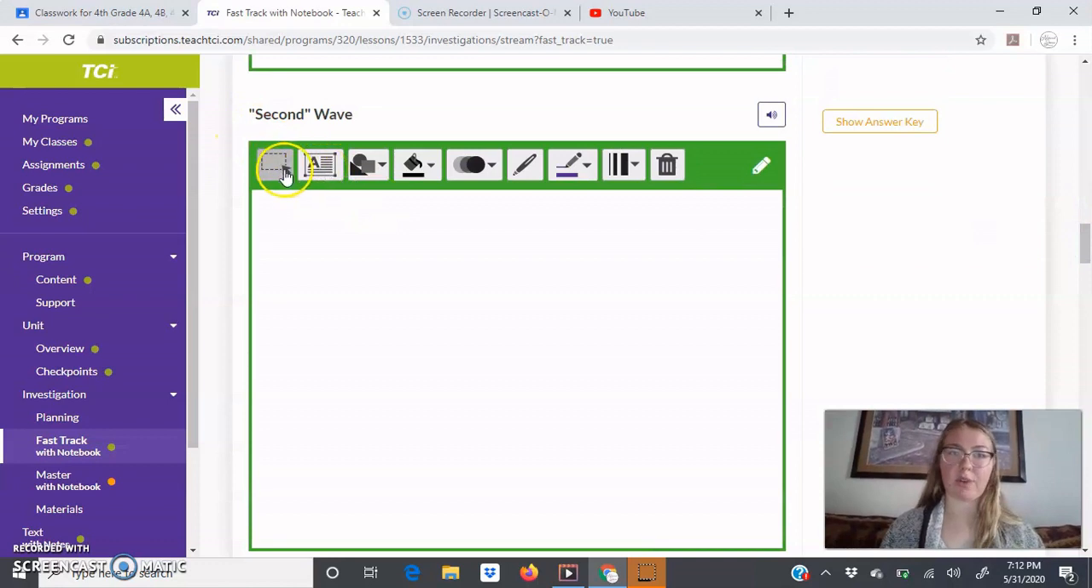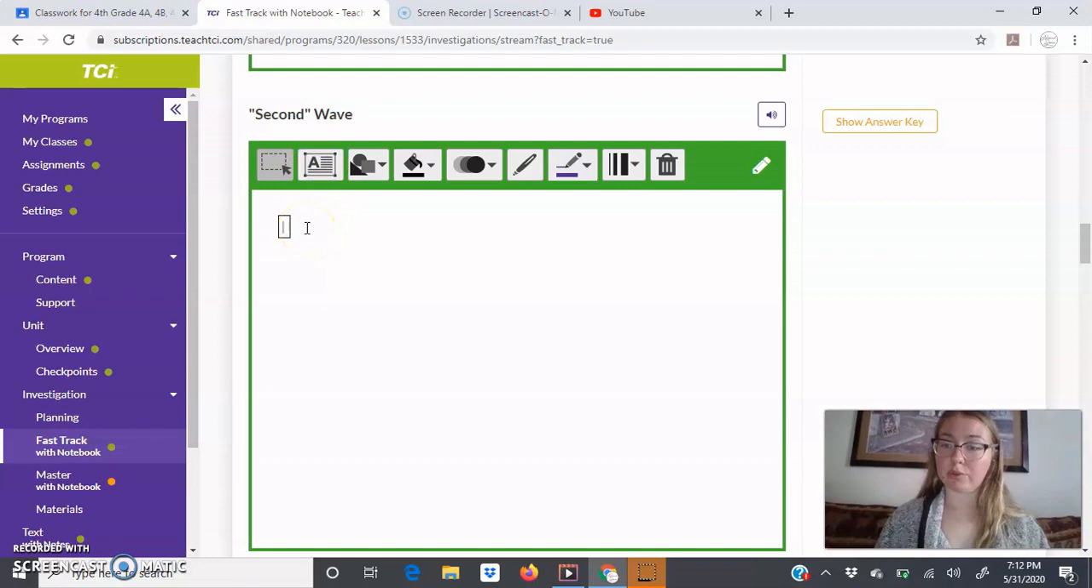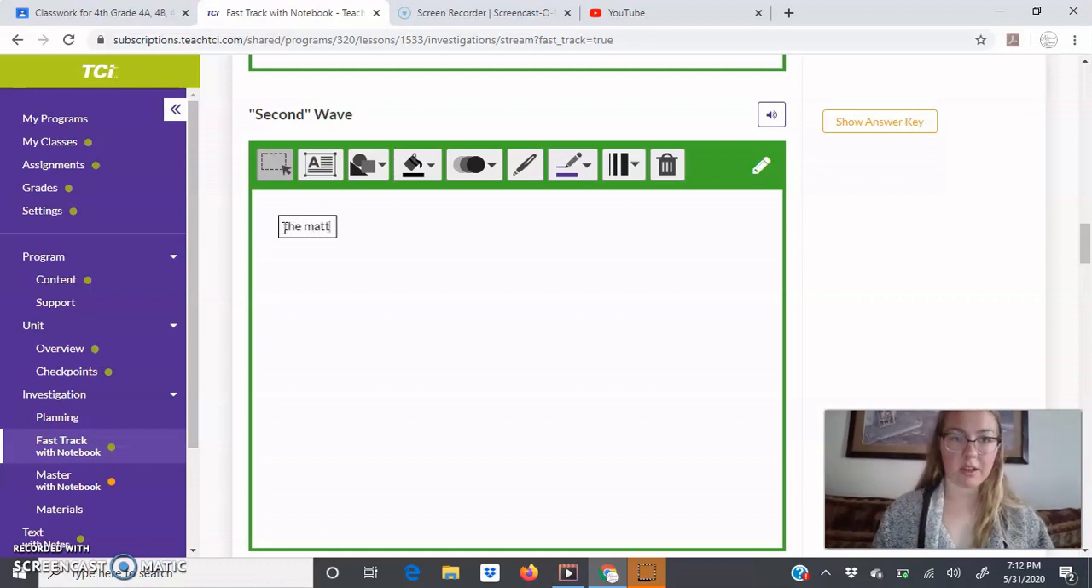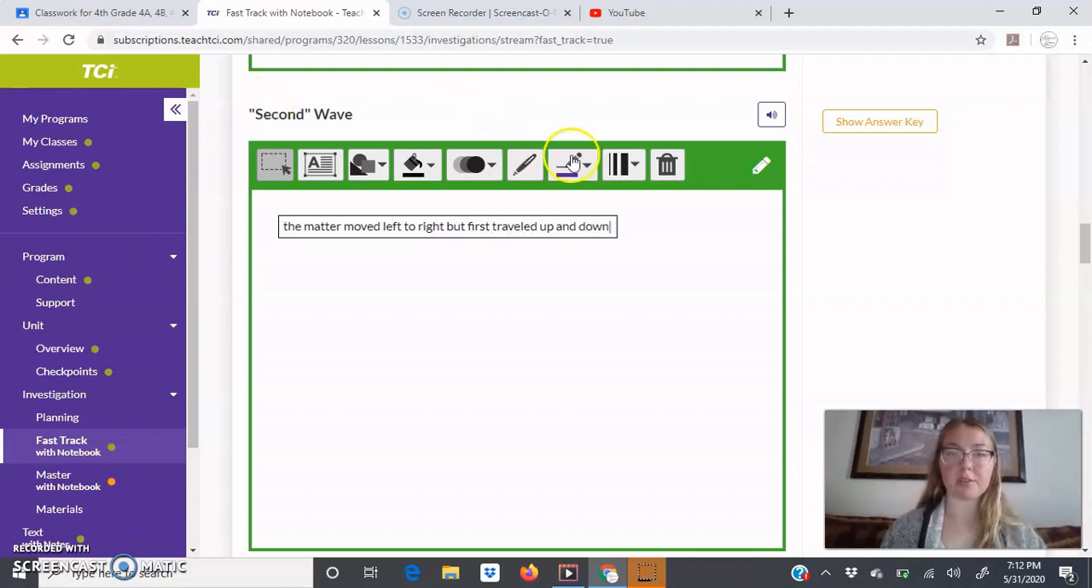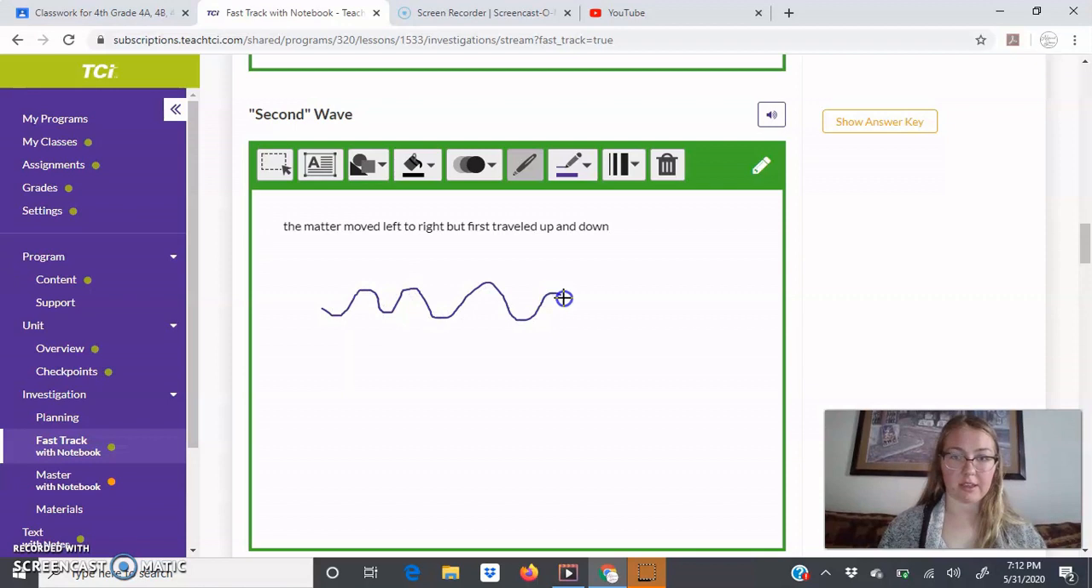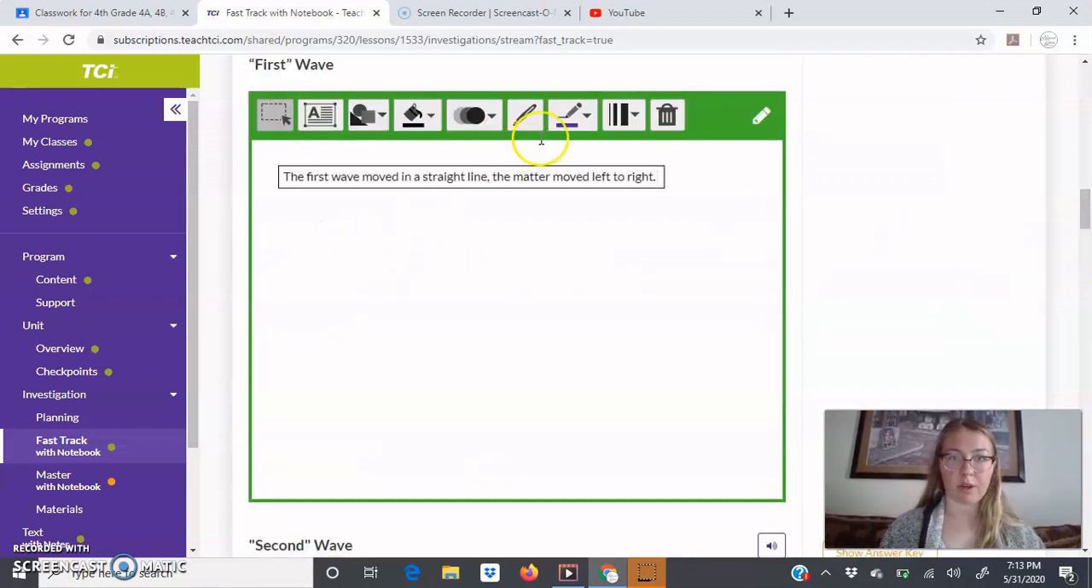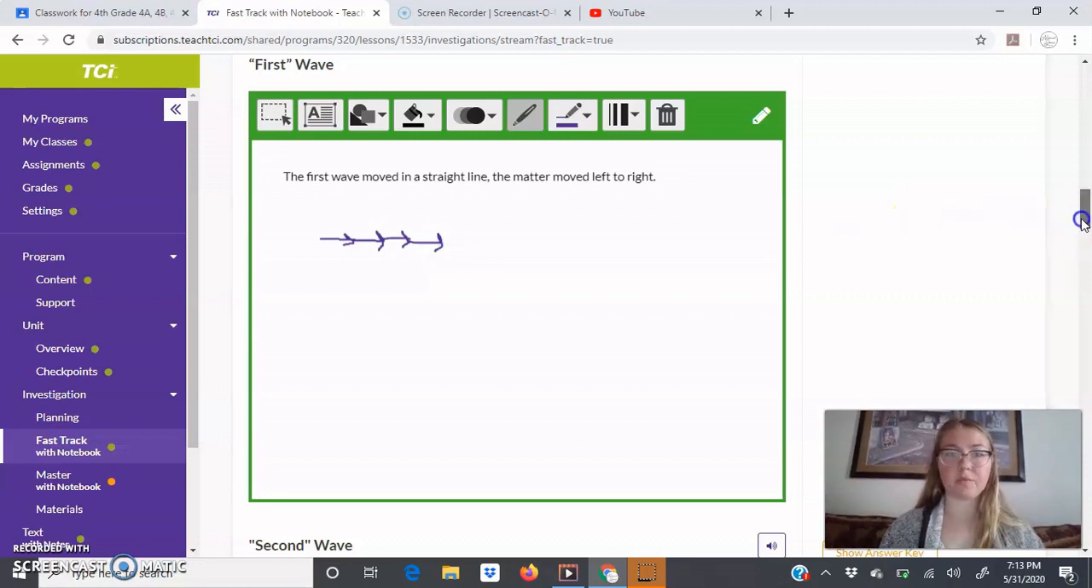Our second wave, now you could do anything here. You could draw a picture, you could write, but here I'm just going to type because this is what is easiest for me. For the second wave, this was our S wave. The matter moved left to right, but first traveled up and down. So that was where we saw that this wave was more like this. Remember, I'm just going to use arrows. So we had the force here, and then the next person would push, and then the next person would push, and then the next person would push. So those are my arrows.